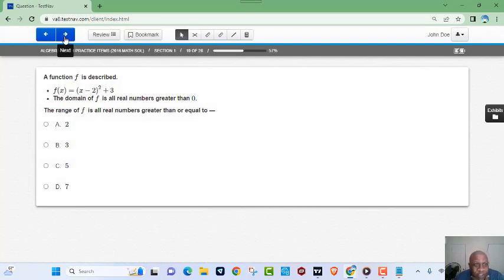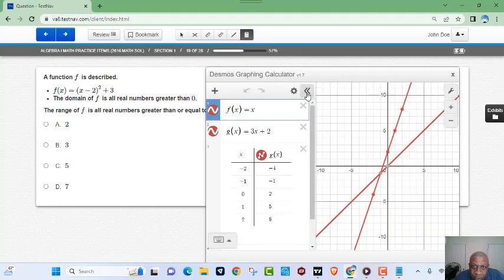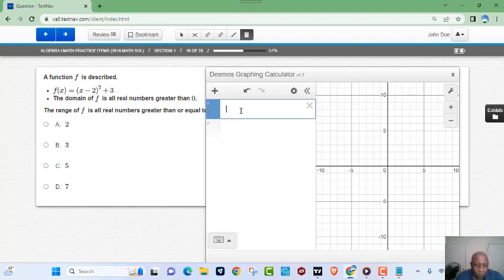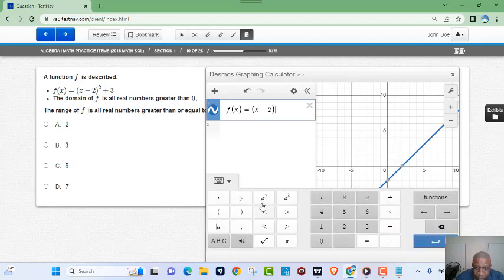19, a function f is described. F of x equals (x minus 2) squared plus 3. The domain of f is all real numbers greater than 0. The range of f is all real numbers greater than or equal to what? Okay, well, let's pull this up in Desmos here. Let's erase all of this previous info. So we have f of x equals x minus 2, we put the square in, plus 3.